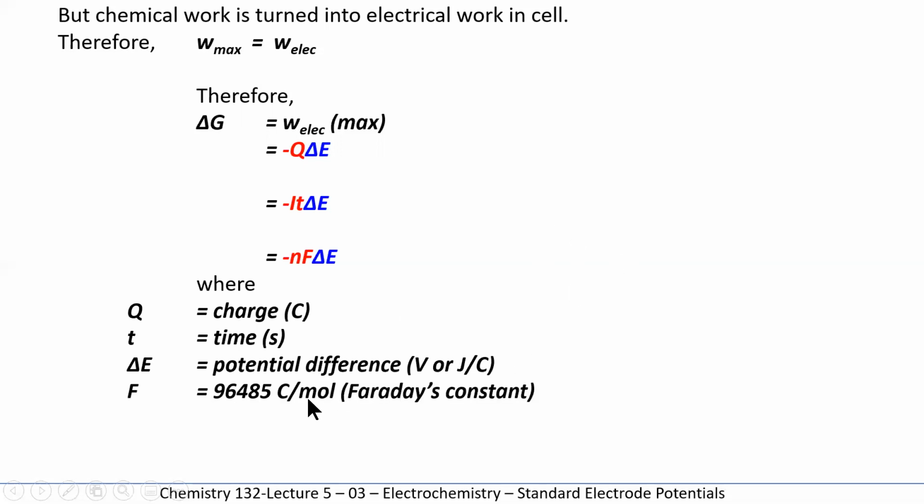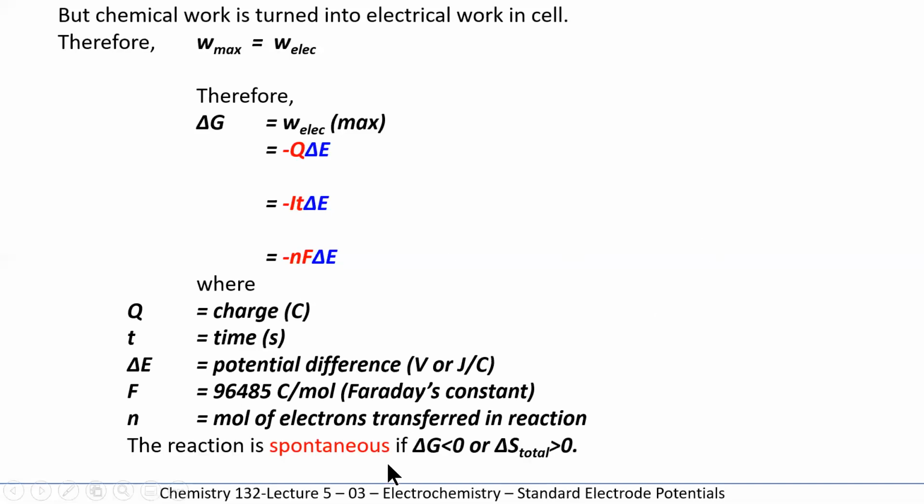So this quantity will be given to you on an information sheet. You're not required to memorize it, so you will be allowed to use this value, of course, when calculating work done and delta G. So n, again, is the number of moles of electrons transferred during the reaction. So you have to balance the two half-cell reactions with respect to electrons to make these calculations. Now the reaction is spontaneous if delta G is less than 0 or delta S, entropy change, is greater than 0.